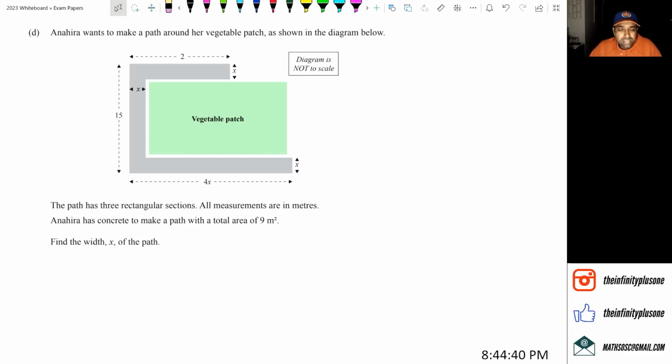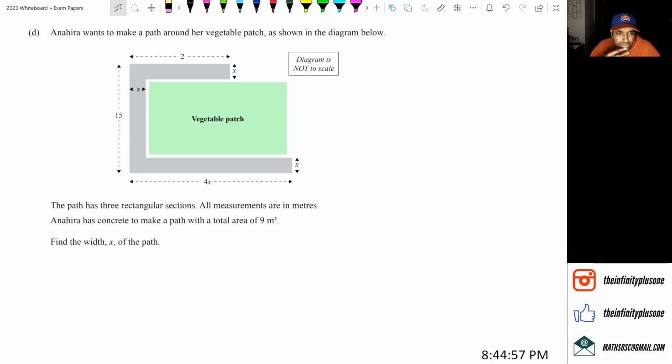Okay, so with question D, we know this question is going to be a quadratic equation. It's going to be a quadratic equation equal to 0 at some point, and we've got to factorize. We know that's what we're doing. But what we do need to do is come up with the equation.